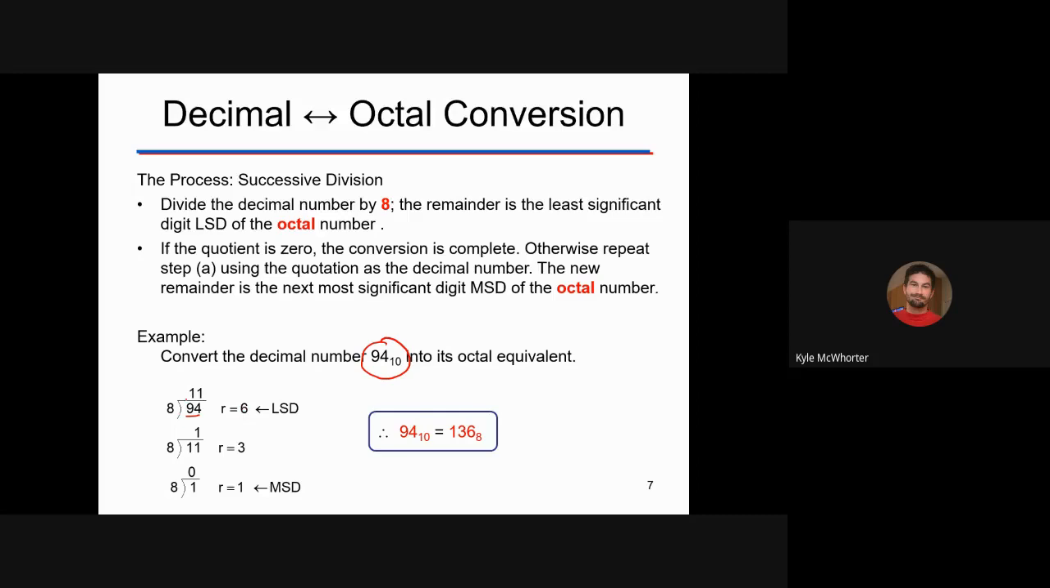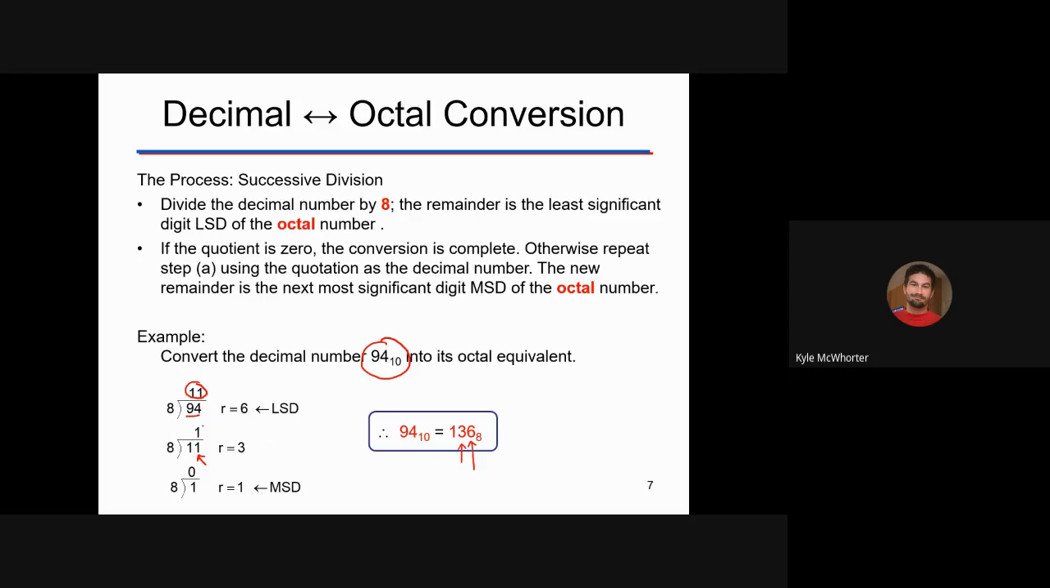So 6 would be the least significant digit. That one would go all the way to the right. Then you take the 11 that you got as your quotient, and now you're going to use that underneath. You're going to divide it. You're going to see how many times 8 goes into that. 8 goes into 11 just once. The remainder is 3, so our second digit is a 3.